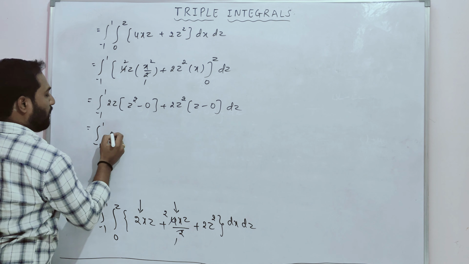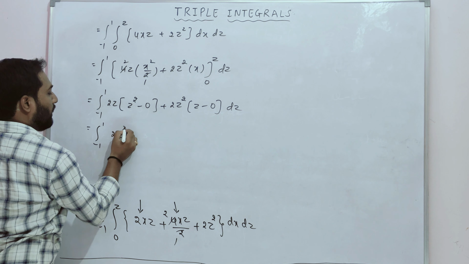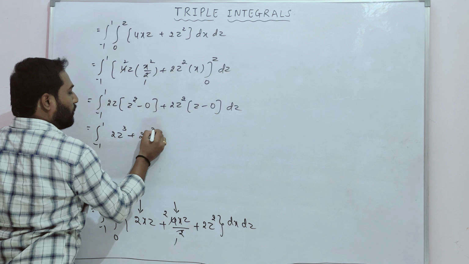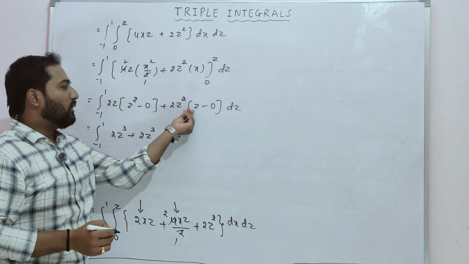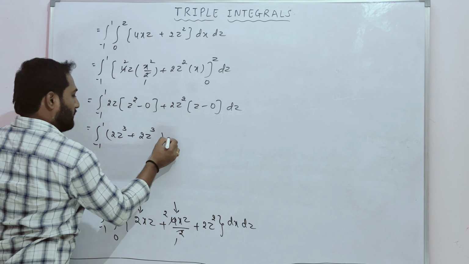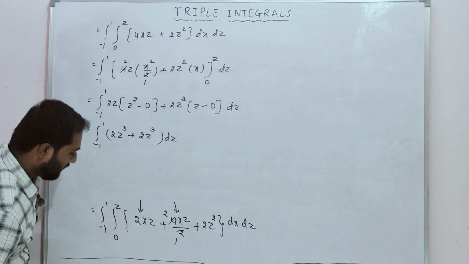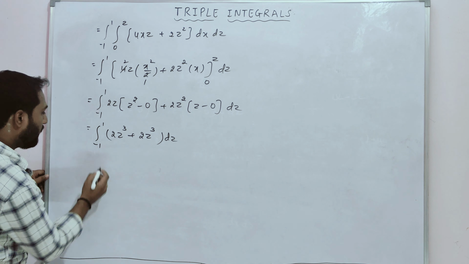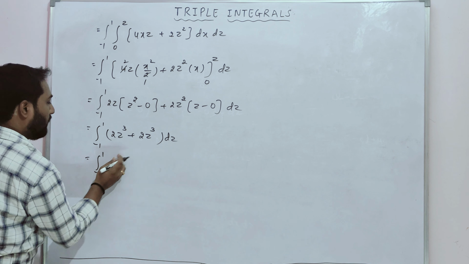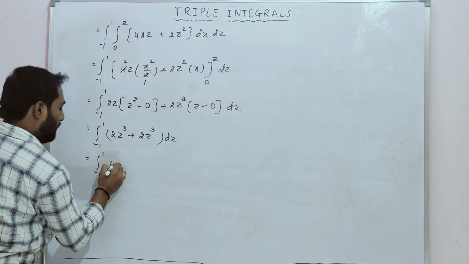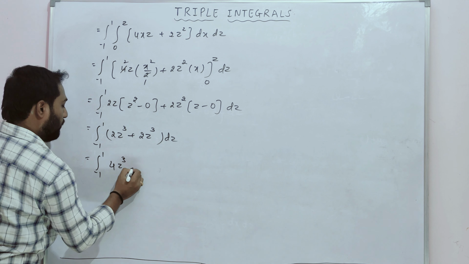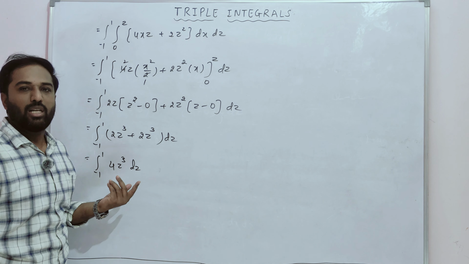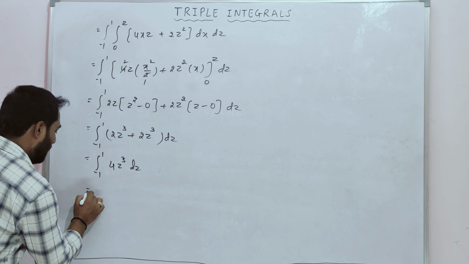Let us simplify further, minus 1 to 1. 2z into z square will be 2z cube. Plus 2z square into z is again 2z cube. dz as it is. Okay, I'll erase this last step, my dear students. So now minus 1 to 1, 2z cube plus 2z cube, so it becomes 4z cube dz. Now we have only one term left. Let us integrate with respect to z, and that will be our final solution.